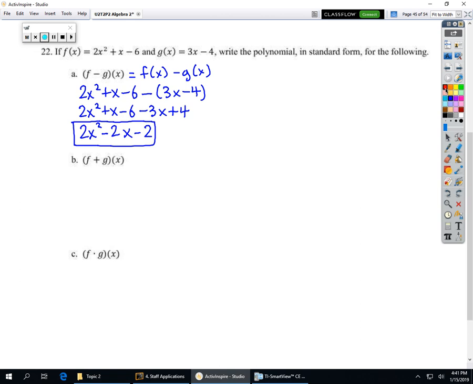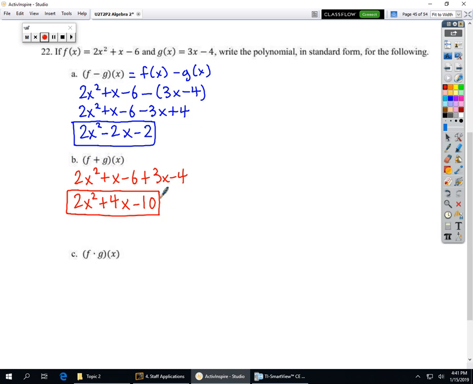For B, they're asking us to add them. It's easier than what we did above. Plus 3x minus 4. So I got 2x squared. x and x is 4x. Minus 6 and minus 4 is minus 10. And then you can leave it like that.